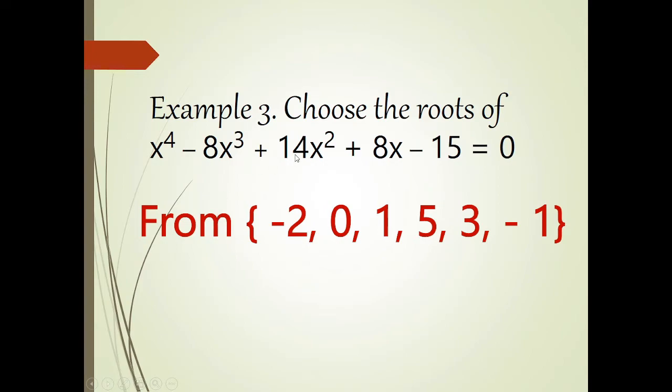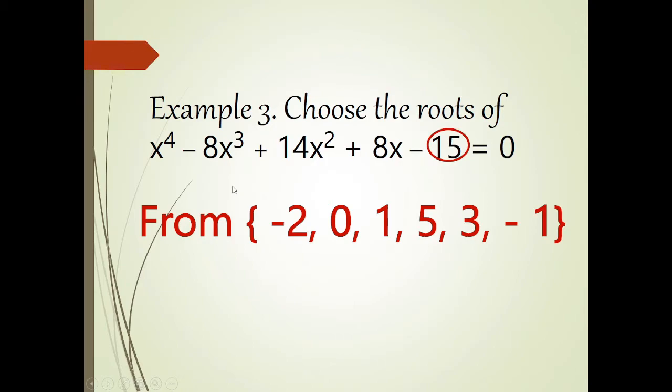Okay. Example 3. Choose the roots of x to the 4th minus 8x cubed plus 14x squared plus 8x minus 15 equals 0 from negative 2, 0, 1, 5, 3, negative 1. Alin kaya dito sa 6 ang tama? Dahil siya ay to the 4th power, sabihin, 4 lang ang kailangan nating roots. Dahil 4 lang, dalawa rito ay mali. Ano kaya yon? Let's see.